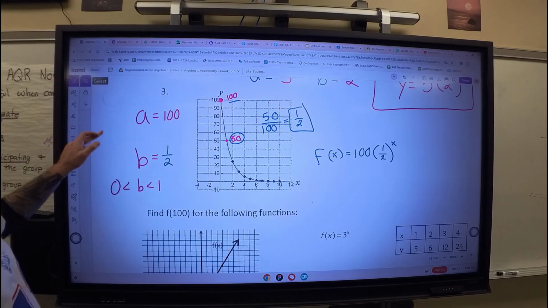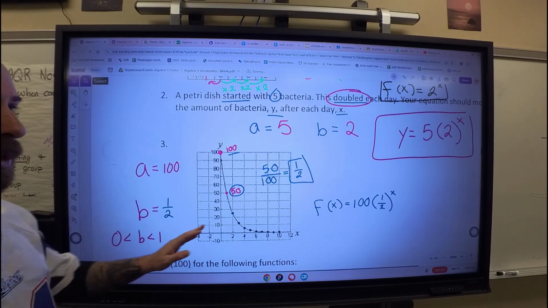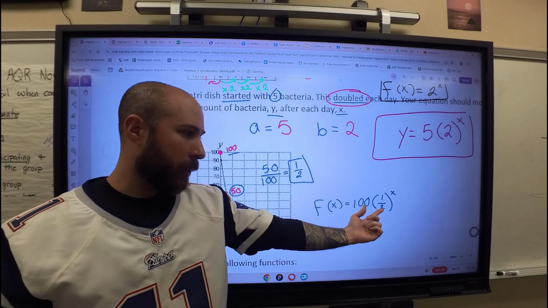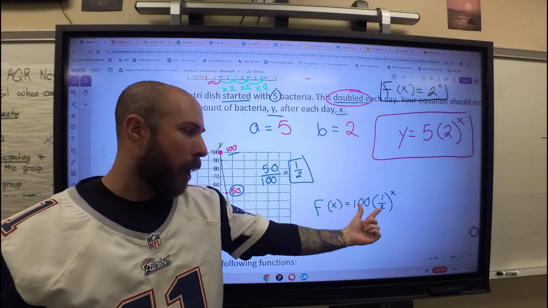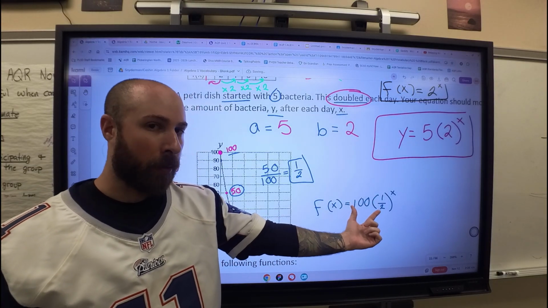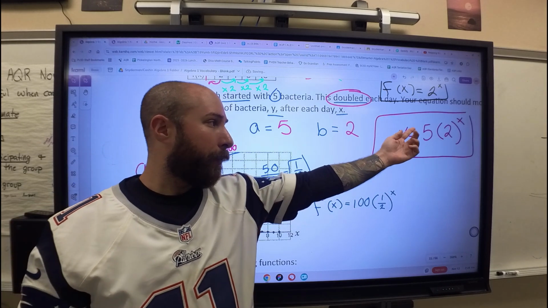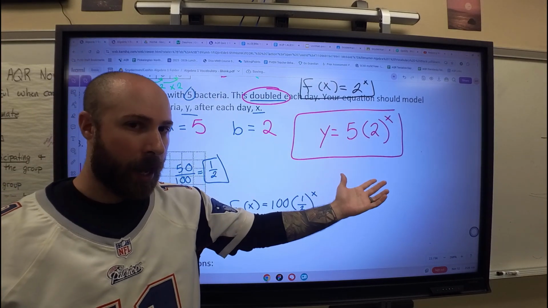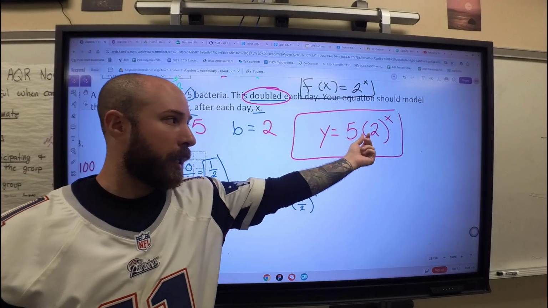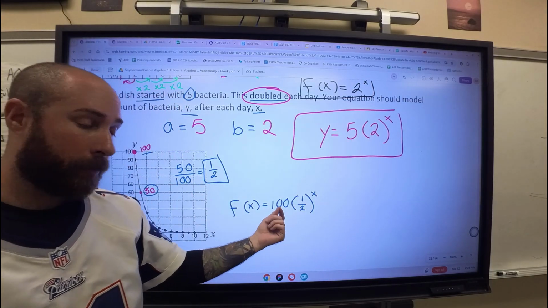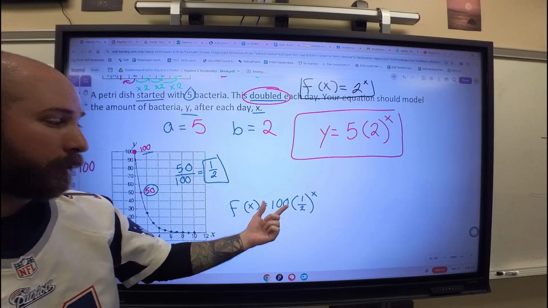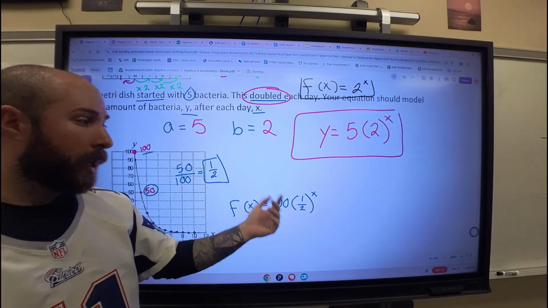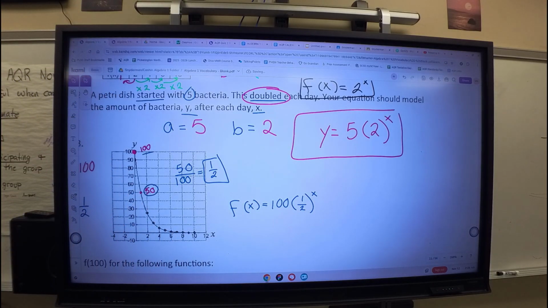Now, one of the things that I want to make sure that you understand is that this 100 times 1/2 to the x is not the same as 50 to the power of x. This 5 times 2 to the x is not the same as 10 to the x. We cannot multiply those two values together. Okay, so please make sure that you just leave it written as this. And we're going to see that here in a little bit.